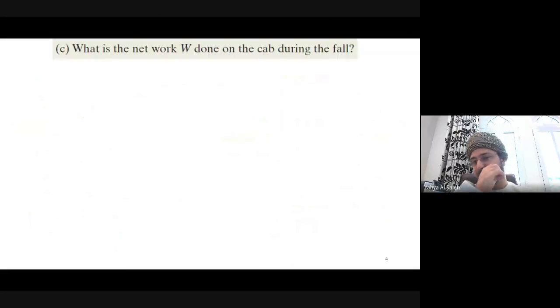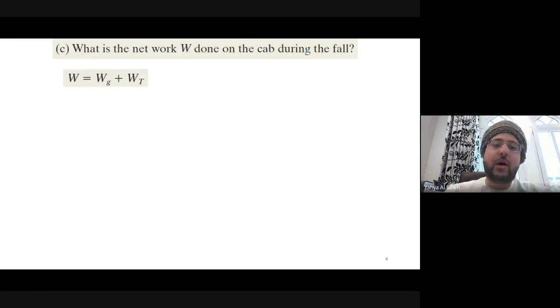Okay. So what is the net work W done on the cab during the fall? Well, the net work is the sum of all works done. We have our work of gravity and we have our work of tension. Gravity was 58,860.